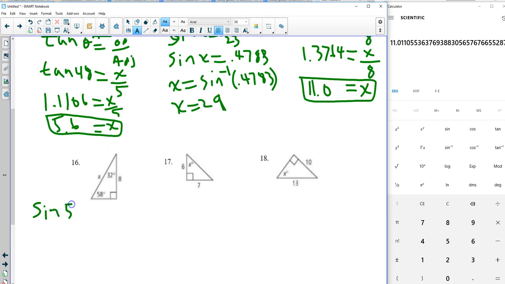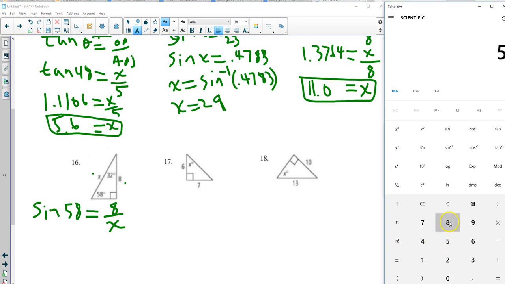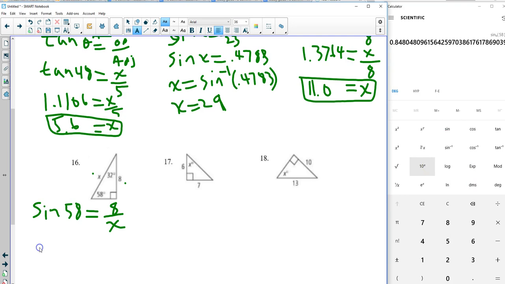Sine 58 degrees is equal to opposite over hypotenuse, 8 over x. So first I've got to find sine of 58. That's 0.8480, which is equal to 8 over x.